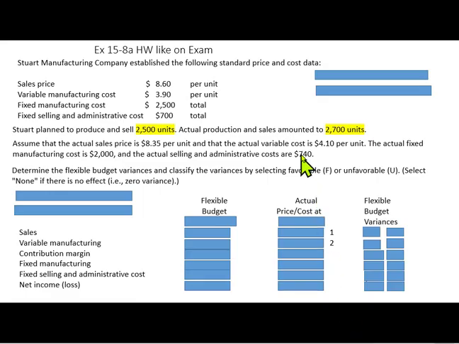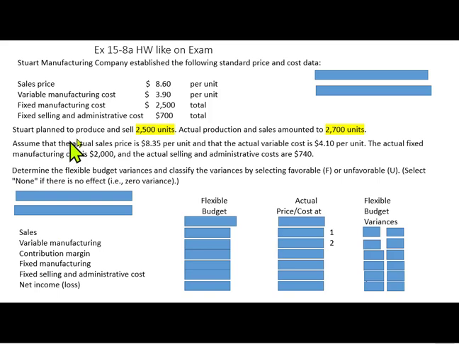Let's go to the last question here. This is going to be like a homework question. It's like homework problem or exercise 15-8A, and it'll be on the exam. So here we go. Stewart Manufacturing Company established the following standard price and cost data. So our standard selling price is $8.60 a unit. Standard variable cost for manufacturing is $3.90 a unit. Standard fixed manufacturing cost is $2,500 total. And standard fixed selling and administrative cost is $700 total.